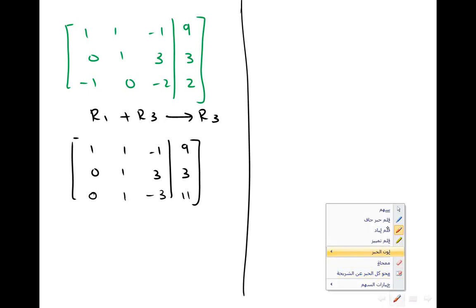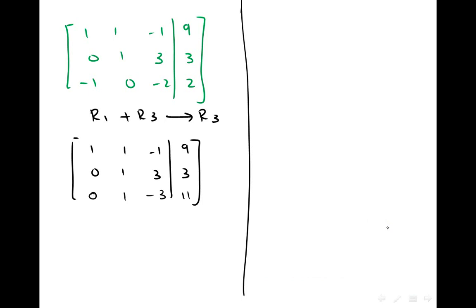So here I'm going to say minus R2 plus R3. This change will be again for R3. I'll multiply row 2 by negative, so that this will be negative 1 with this positive 1. I'll find here 0. So let's start. Row 1 will be as it is, 1, 1, minus 1, 9.